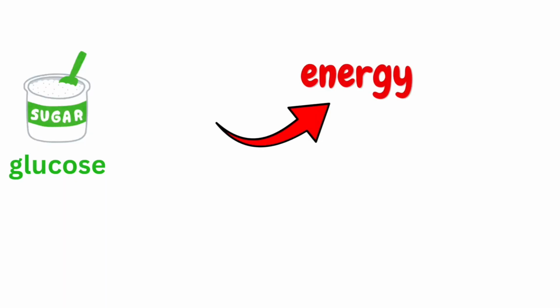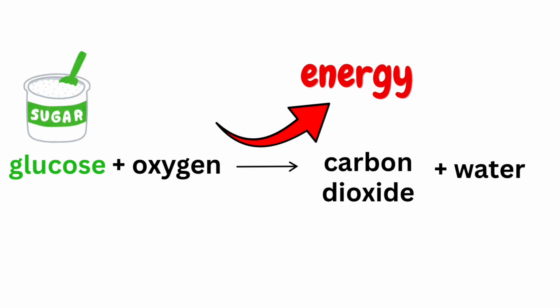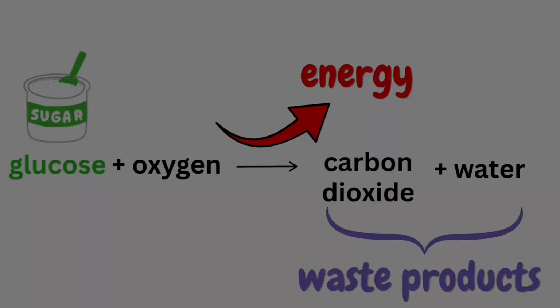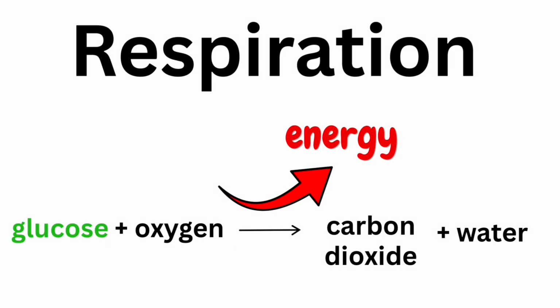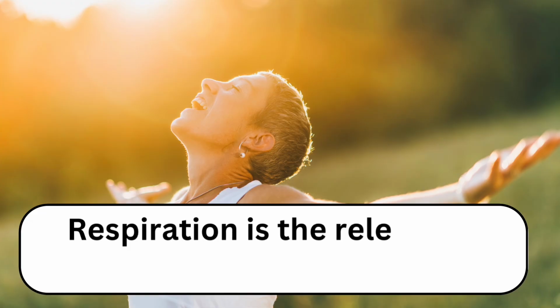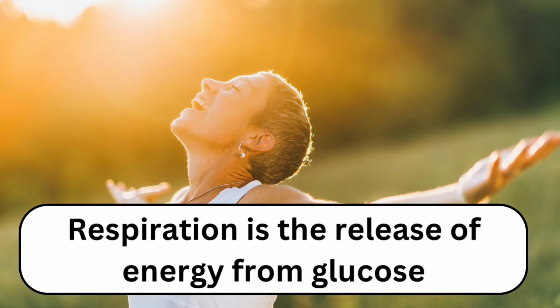for movement. So, in order to break down glucose and get the energy that we need, our bodies react glucose with oxygen. 2 chemicals are produced in the process: carbon dioxide and water. These are waste products, we don't need them. This process of breaking down glucose to get energy is called respiration. So, respiration is the release of energy from glucose.